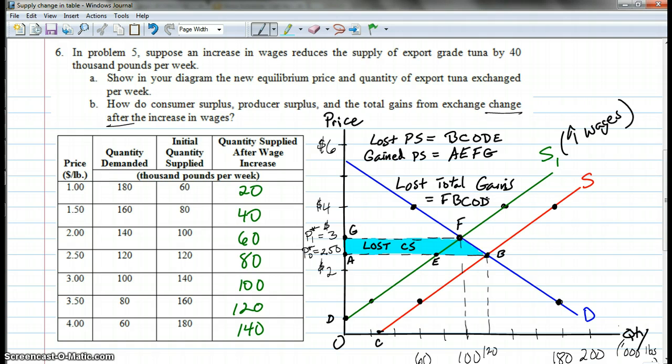And that concludes the solution to problem 6 on the export grade tuna demand and supply problem. See you in class.